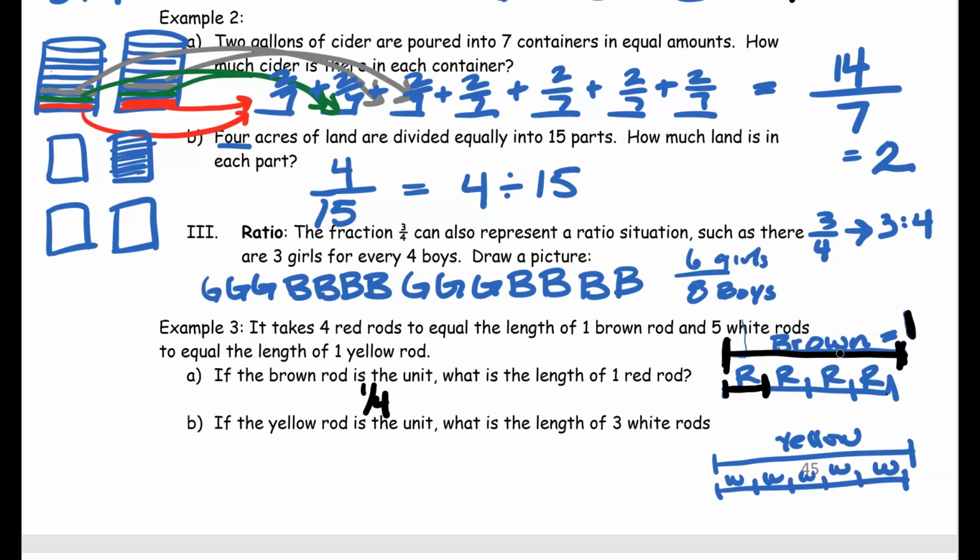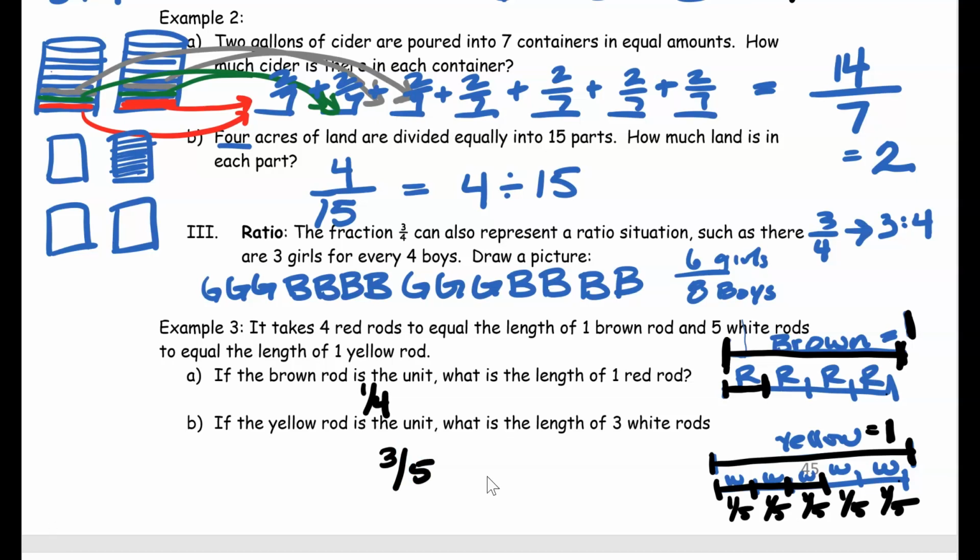And then part B, if the yellow rod is the unit, meaning the yellow, this length is equal to 1, what is the length of 3 white rods? Well, let's first look at what 1 white would be. So if there are 5 whites altogether, then each one of these would be 1/5. And if there are 3 whites, then that would be 3/5, because there are 3 whites total.